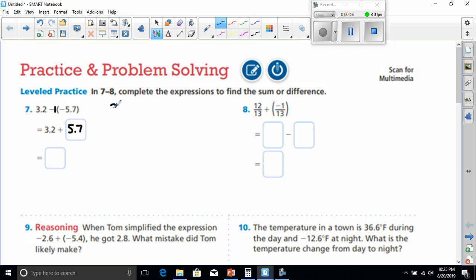And now we take 3.2 plus 5.7. Well, if you want to stack it to make it easier, 3.2 plus 5.7 is going to give you 8.9.